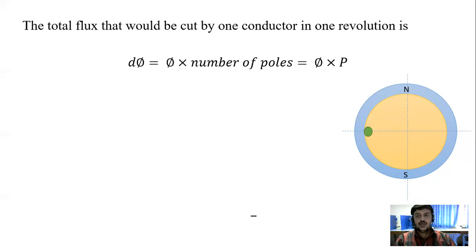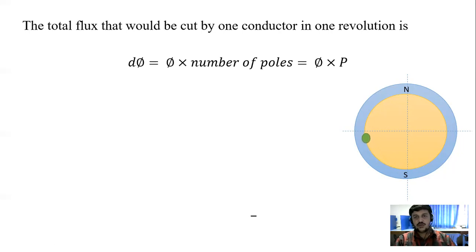So if we move this particular rotor, then definitely the conductor will also move along with that rotor. And when that conductor completes one revolution, how much flux would be cut, we have to find that particular value. So if that conductor completes one revolution, then at this moment that cuts phi into one pole. At this particular moment that again cuts phi amount of flux.